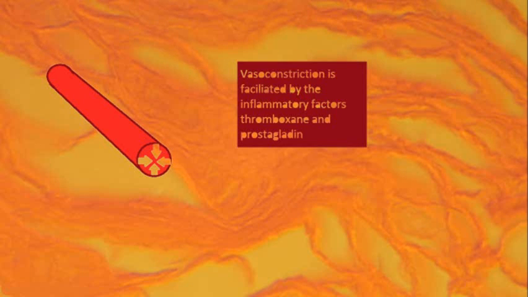As well as helping with platelet aggregation, thromboxane A2 is also a vasoconstrictor. Vasoconstriction reduces the amount of blood moving through the area and thus reduces the amount of blood loss.